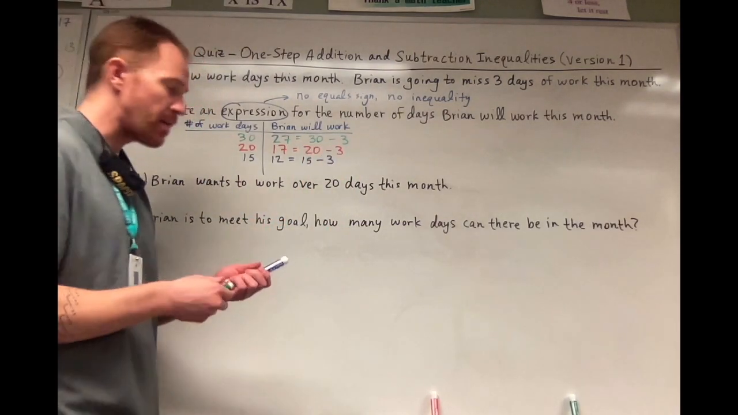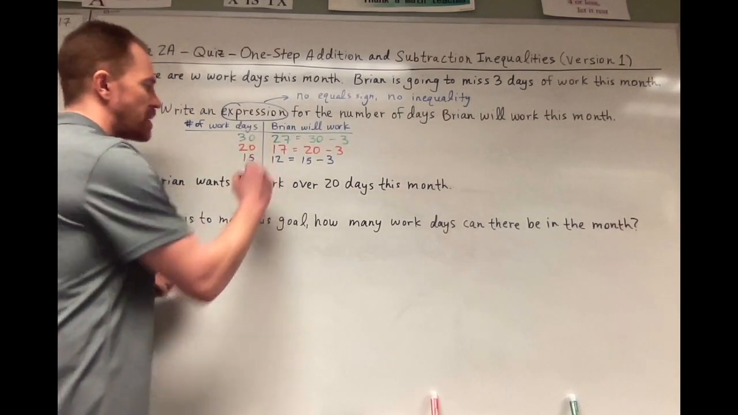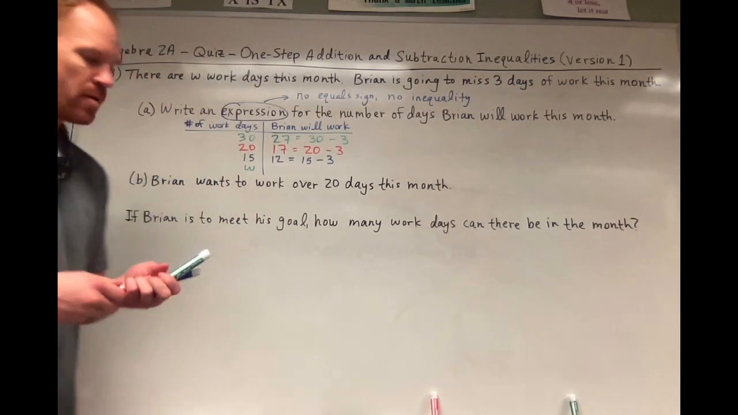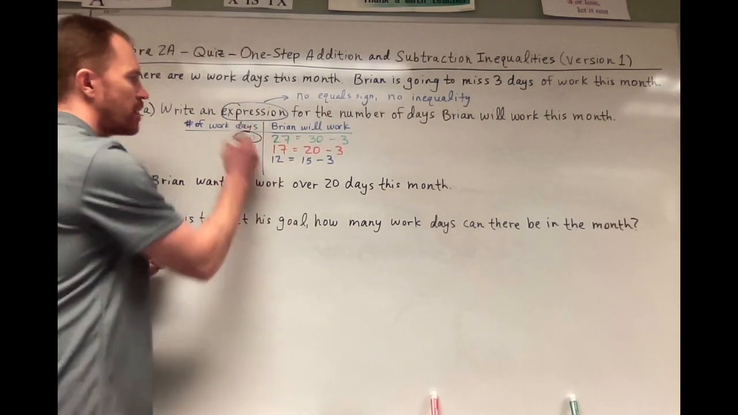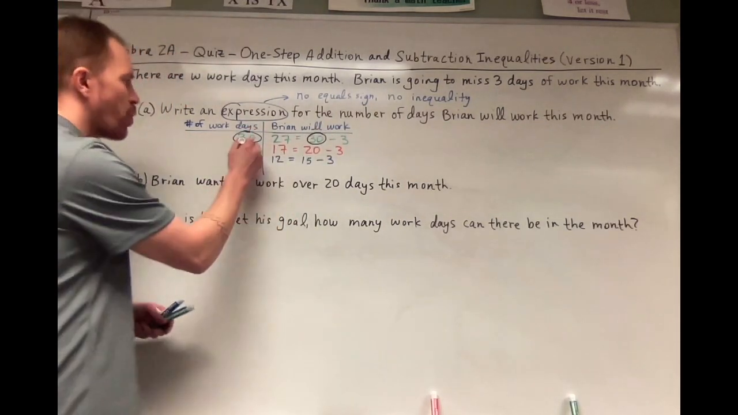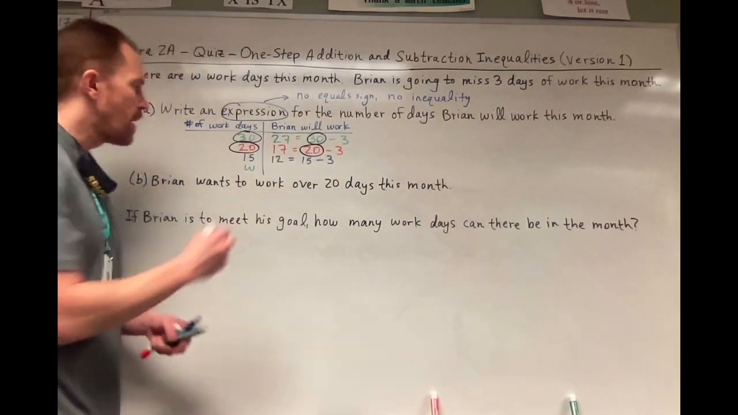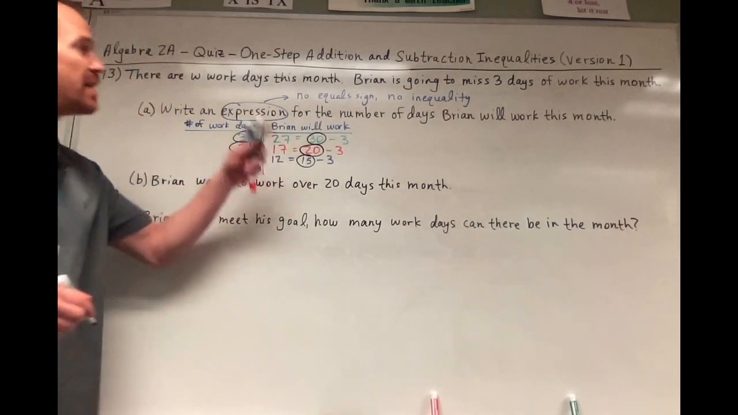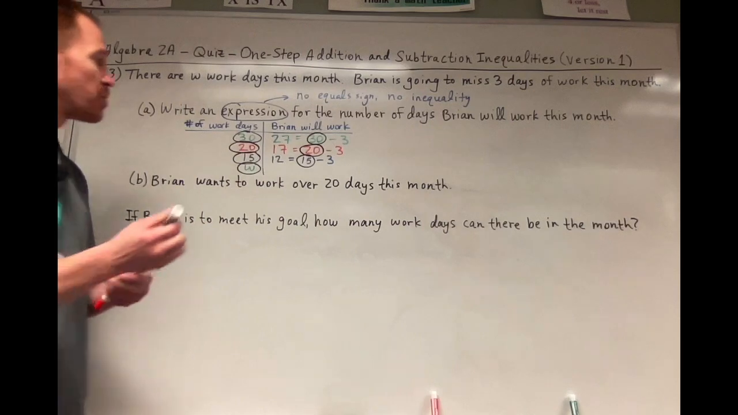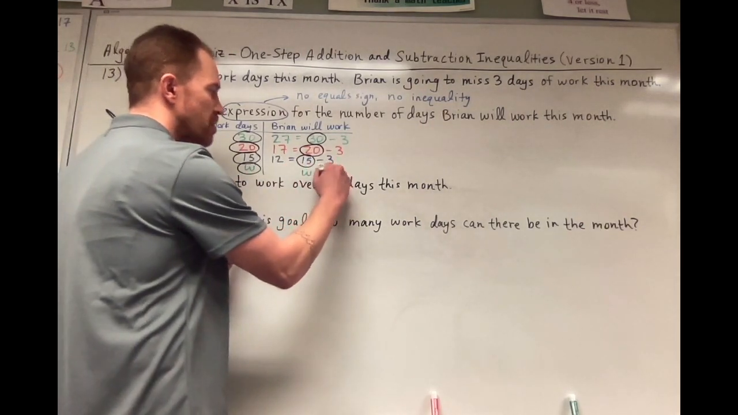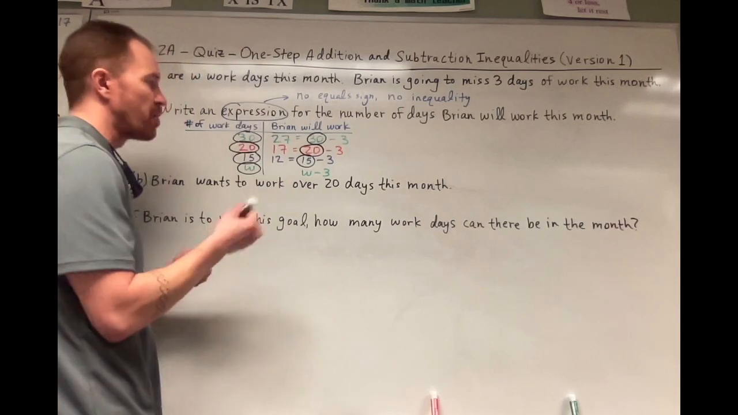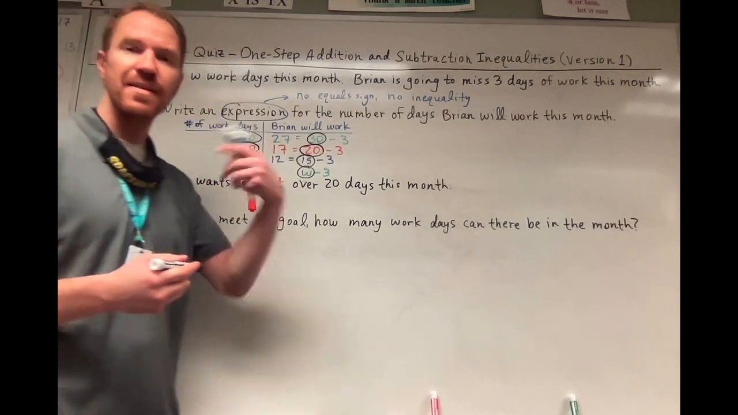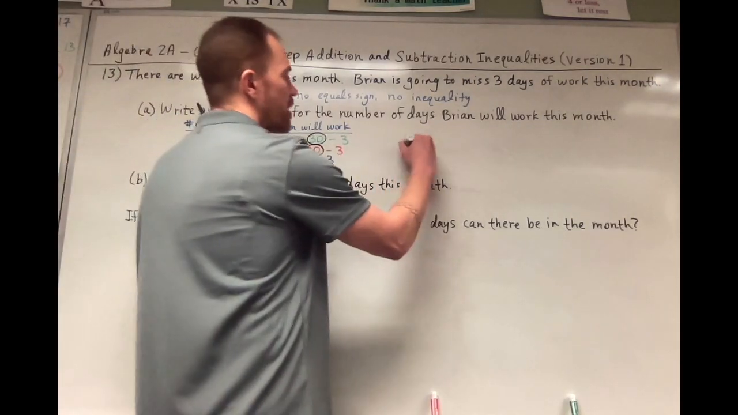So the challenge here is to say, all right, but it's really supposed to be W work days. We're not told the number. These are all we're pretending. But do you see the pattern? I got a 30, and then I got 30 minus 3. I got 20, and then I got 20 minus 3. I got 15, and then I got 15 minus 3. So when I have W, the expression for how many days Brian will work is simply W minus 3. And that's it. I'll circle this up here. That's the expression. However many work days there are in the month, minus the 3 Brian's going to miss, is what Brian will work.